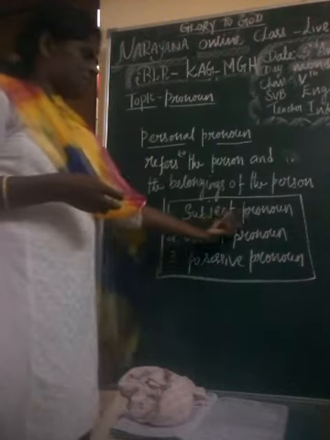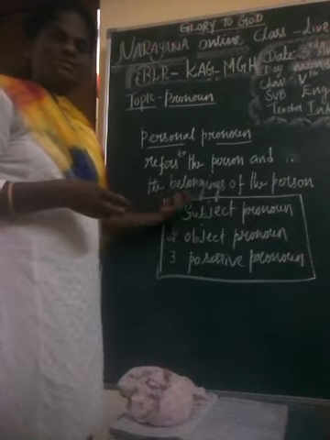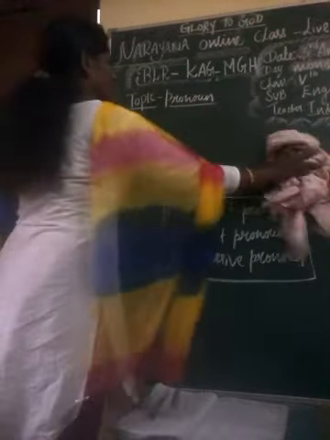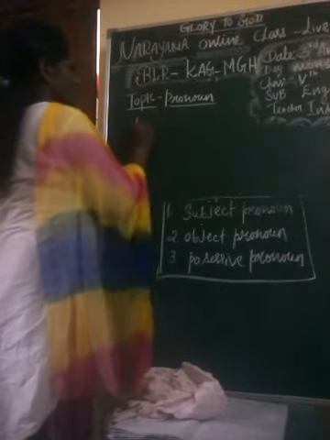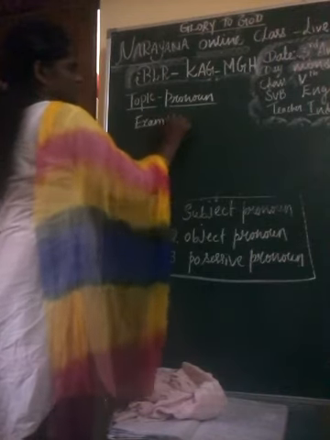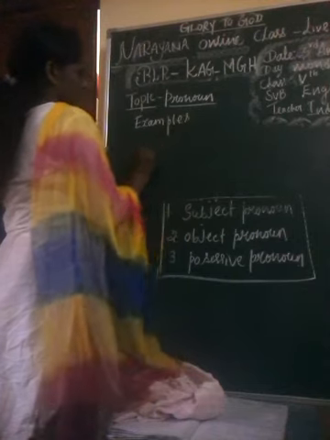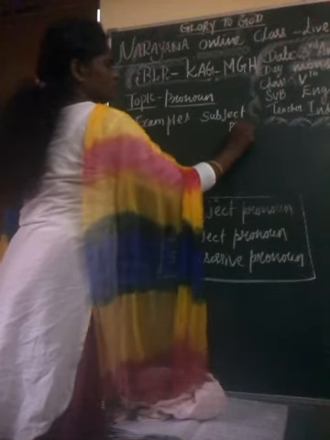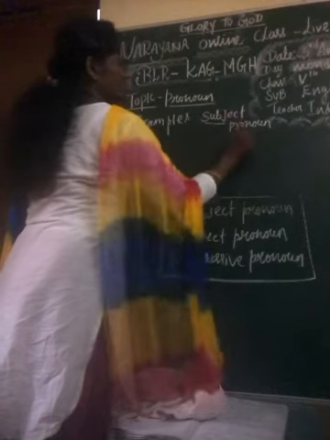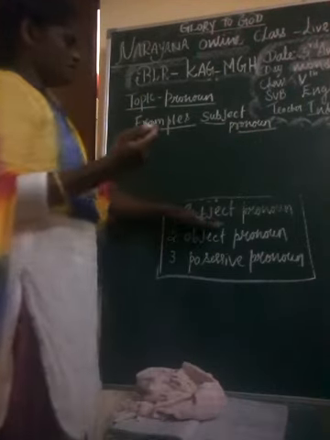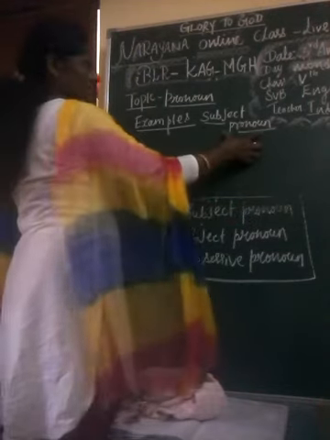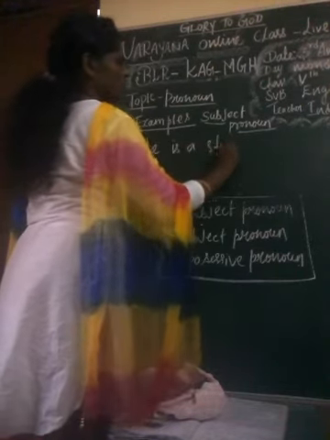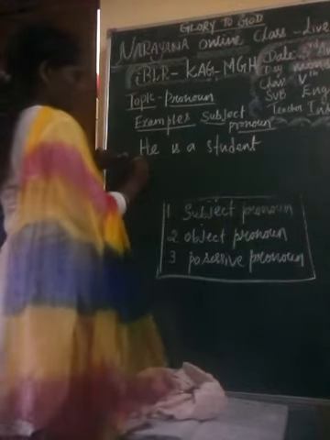How? When we use the pronoun in the place of the subject, we call it a subject pronoun. I'm just giving an example for the subject pronoun. So first, the subject pronoun we are going to talk about. In the place of the subject, when we use the pronoun, we call it a subject pronoun. Say for example, he is a student. Who is he?